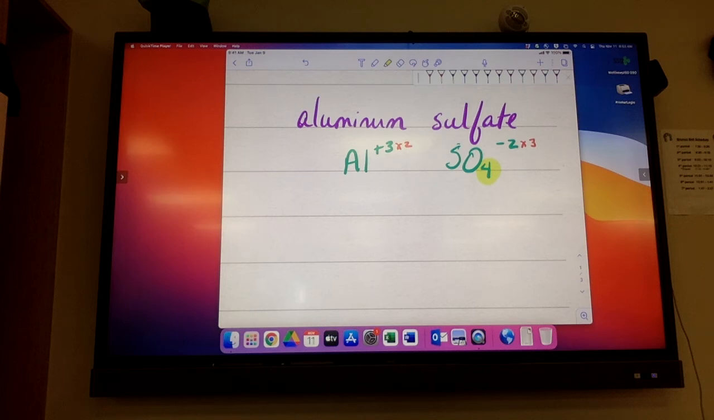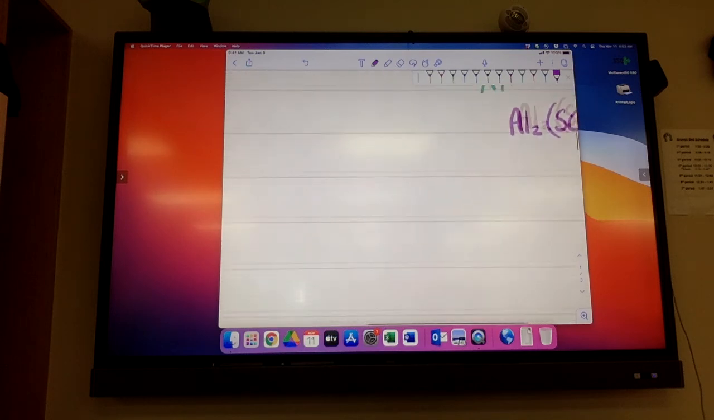All right. So good. You already know how to do that aluminum. You need 2 of them. The pink numbers are your new subscripts. And SO4, you need 3 of them. Not too bad? Okay. Then let's do it the easy way. Let's flip it around and do it backwards.